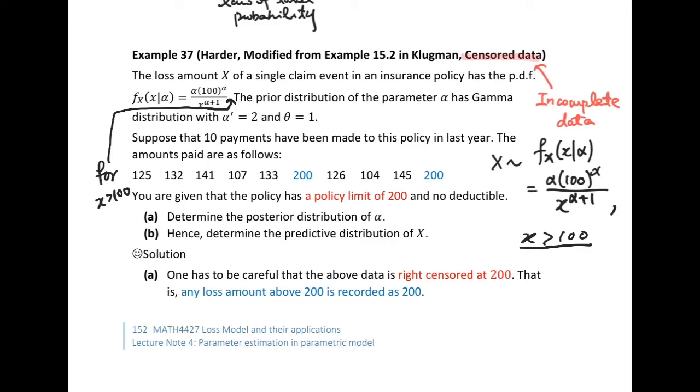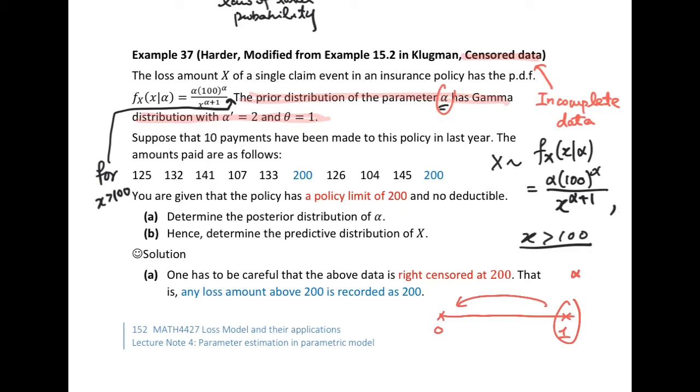Anyway, this is the basic setup. For this PDF, we have the parameter alpha, and in this problem we assume that alpha is a random variable which has the prior distribution, a gamma distribution with alpha equal to 2 and theta equal to 1. This is my initial guess on the distribution of alpha. Let's suppose 1 year has passed. Then of course the insurance company can update his guess on this distribution of alpha by looking at the loss amounts that he can observe in the past.